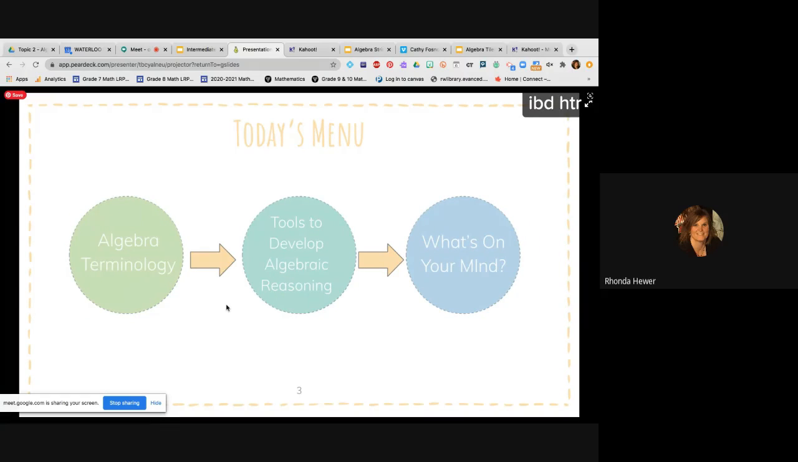All right, today's menu. So in our new curriculum, they are using some fancy algebra terminology. So we thought we would take a few minutes to debrief some of those terms. Then we are going to move into what concrete representations, visual representations, and symbolic representations we use to develop algebraic reasoning. And then, as always, there will be a Slido, which is a question format.